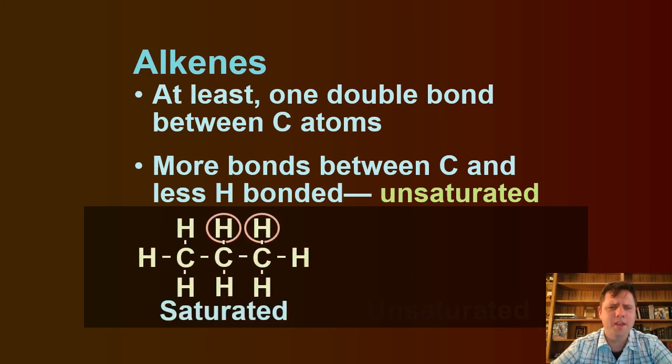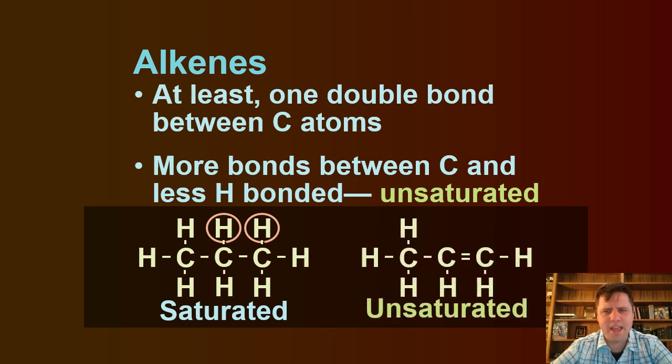So in this case, these 3 carbon atoms are all single bonded, so it's saturated. But in this case, we have a double bond, so it's unsaturated. Note that there are 2 fewer hydrogen atoms here than in this one. So this is unsaturated, whereas this is saturated. This is an alkene, whereas this is an alkane.